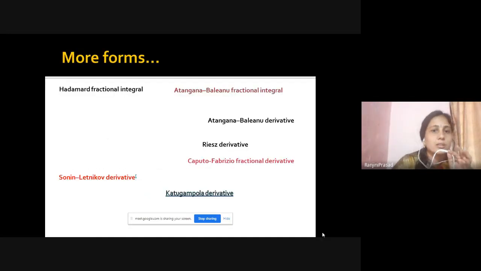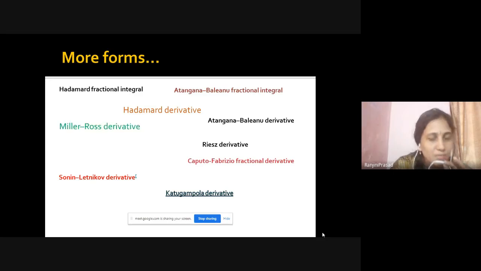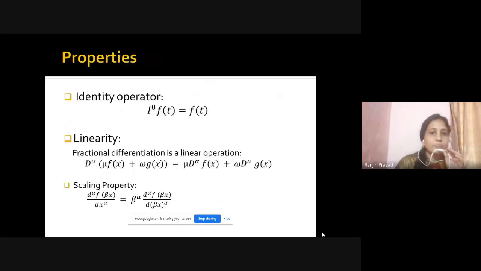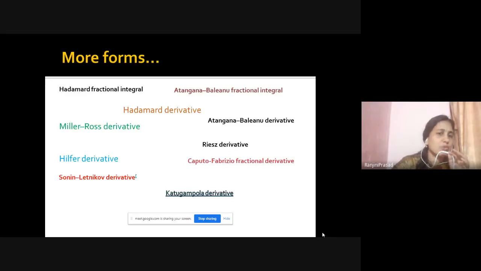So there are so many derivatives and integrals. You see the Hadamard fractional integral, Atangana-Baleanu fractional integral, Hadamard derivative. Then the Riesz derivative, then Miller-Ross derivative, Hilfer derivative, Sonin-Letnikov derivative, then Caputo-Fabrizio fractional derivative, then Caputo-Gamboa derivative, which is a newly entered derivative. There are so many researches going on in this derivative. So see how many definitions. More than 15 definitions are there in fractional derivative. Not a single definition, there are so many definitions.